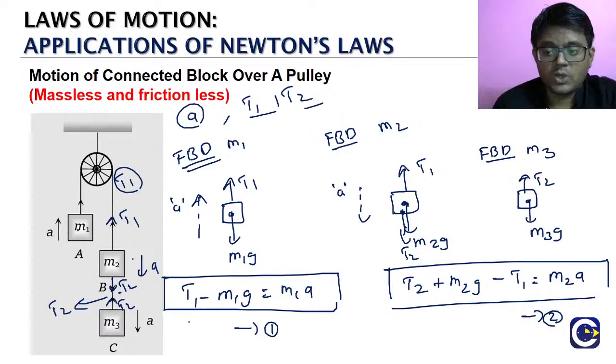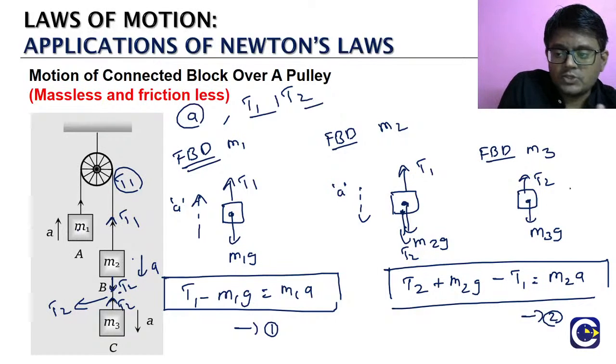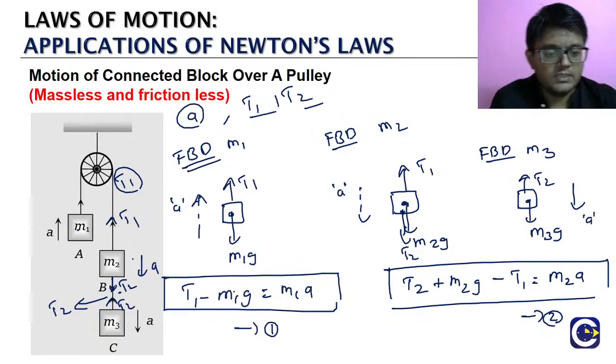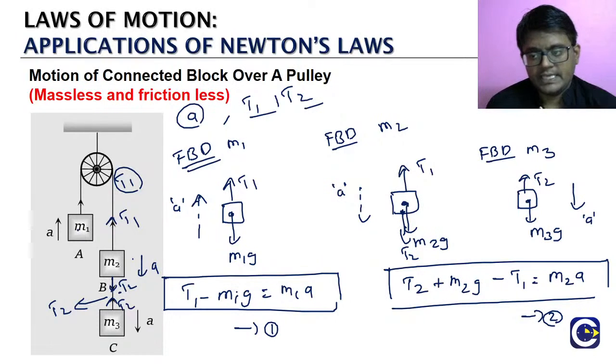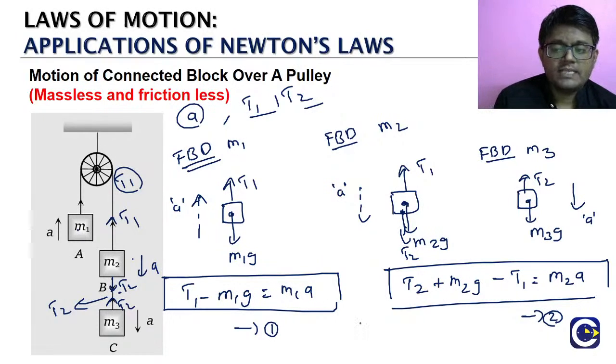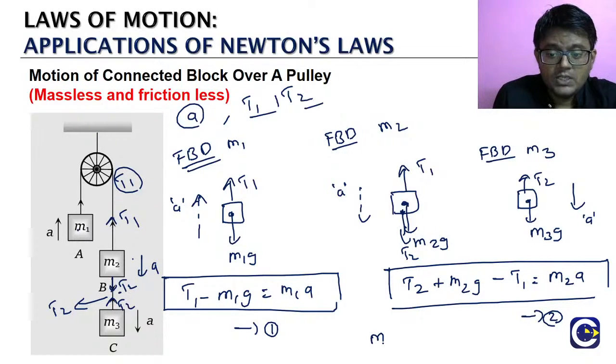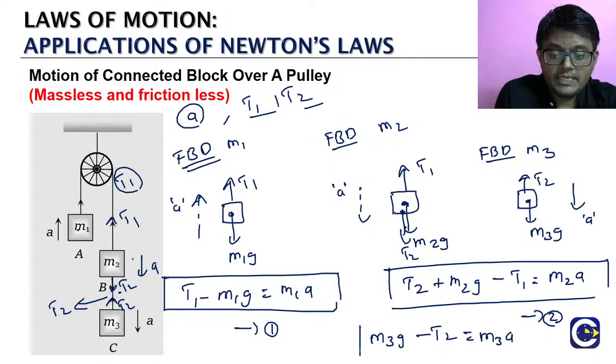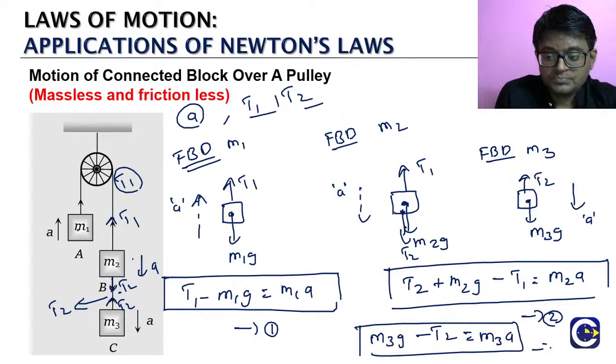Always, the tension will be along the rope. Look, the resultant motion of the two forces is that M3 is going down with acceleration a. So what is the equation? Net force downwards: the downward force M3g minus the upward T2 is equal to M3 into a. This is equation 3.